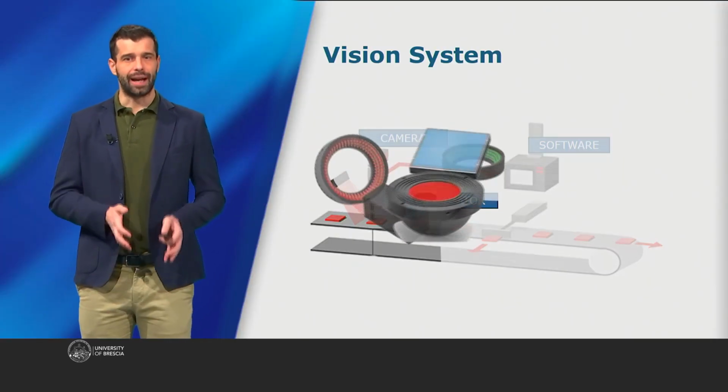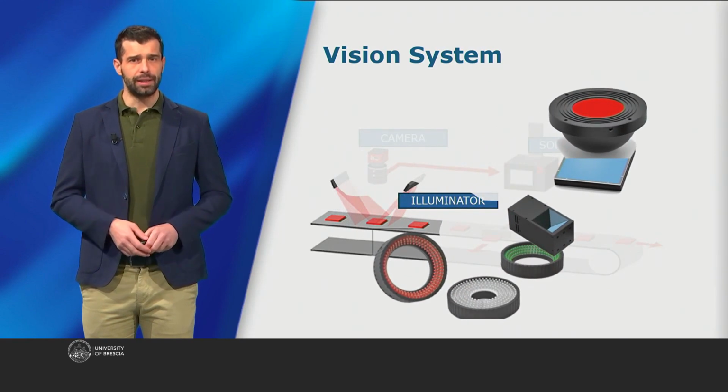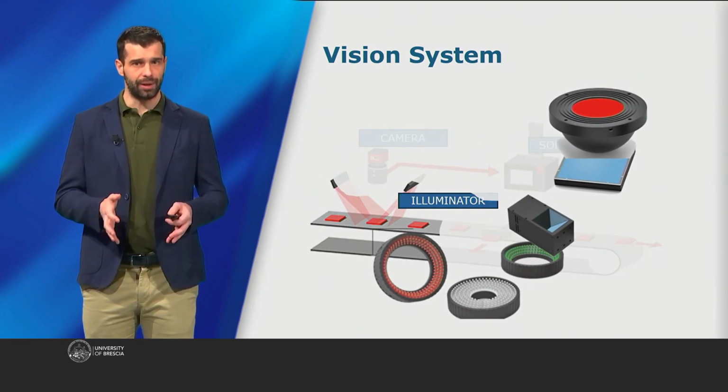Welcome back to this new episode of the course on computer vision. Today, as usual, we will continue discussing the diagram that describes a vision-based measurement system. After talking about the camera and the optical system, today we'll focus on another very important element of our system, lighting.